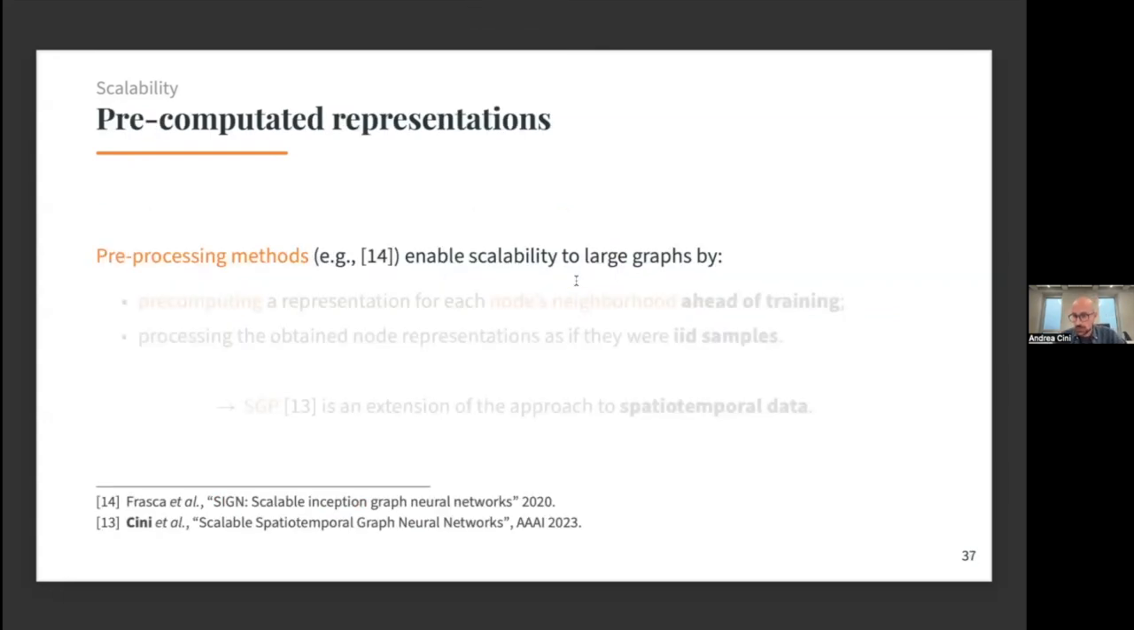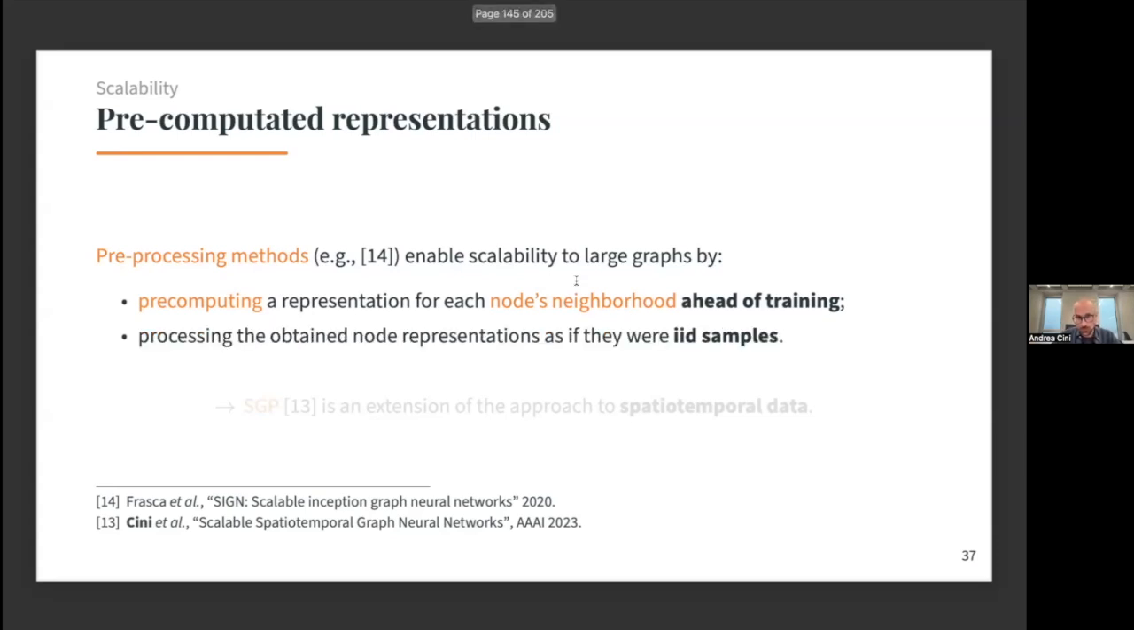So the idea that we explored is that of preprocessing-based methods that have already been used in scalable approaches for doing predictions in static graphs. Basically, the idea is that you want to perform all of the propagation steps, in this case across the graph, ahead of training, so that when you are training the model, you can sample this data, the representations at each node, as if they were IID.